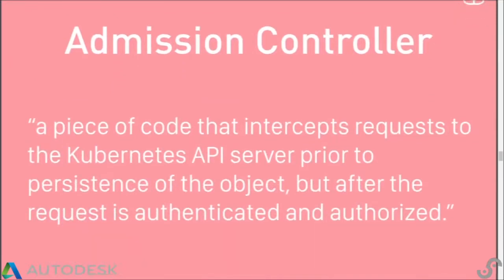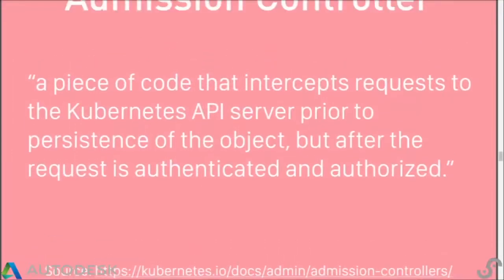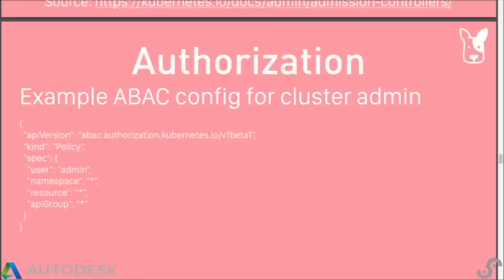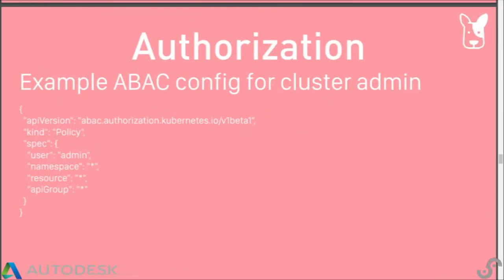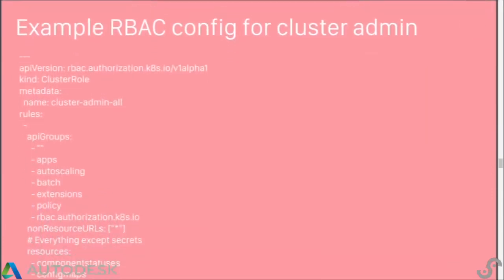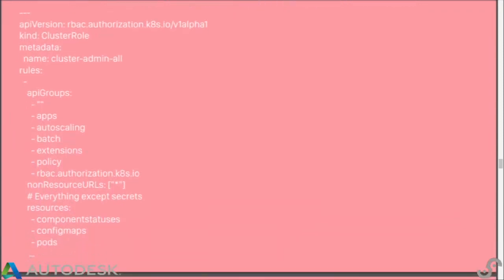And the admission controller, I promised I would mention this briefly. That's what actually happens after authentication and authorization have already completed. There's this check that gets done to see, is there any special magic that needs to happen here before we actually write this to etcd. And this is where things can potentially get dangerous. I'll mention why in a bit. This is what the config looks like for ABAC, the current authorization implementation default in Kubernetes. This is an example of the role-based access control that they're moving to.